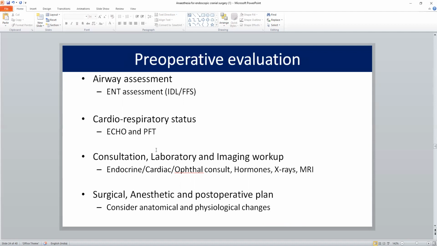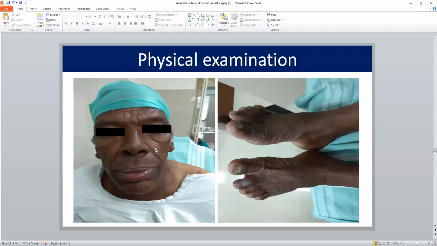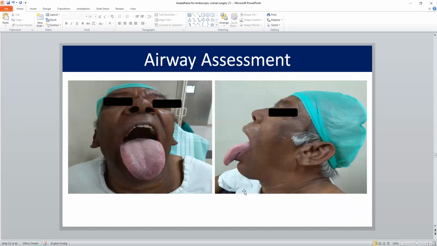X-rays are performed to look for any systemic skeletal changes. And lastly, MRI of the brain to get details about the pituitary adenoma. We should also have a surgical, anesthetic, and post-operative plan in place, considering that significant anatomical and physiological changes are present in these patients. You can see that on physical examination, there is a dysmorphic face, and large fingers and ankle are present in this patient.